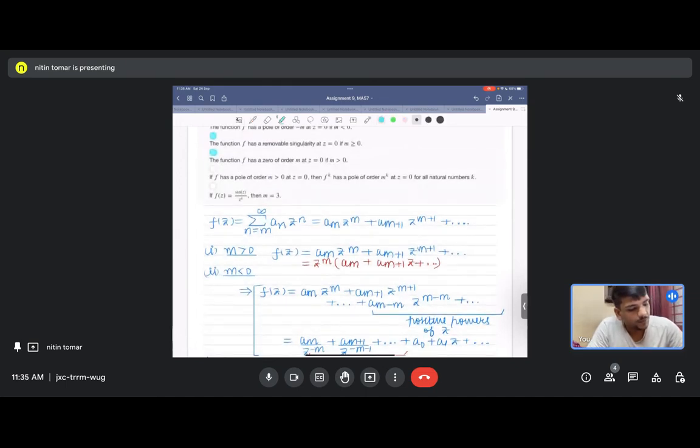Now, if f has a pole of order m greater than 0 at z equal to 0, then f^k has a pole of order mk at z equal to 0. Is this correct? What do you think?